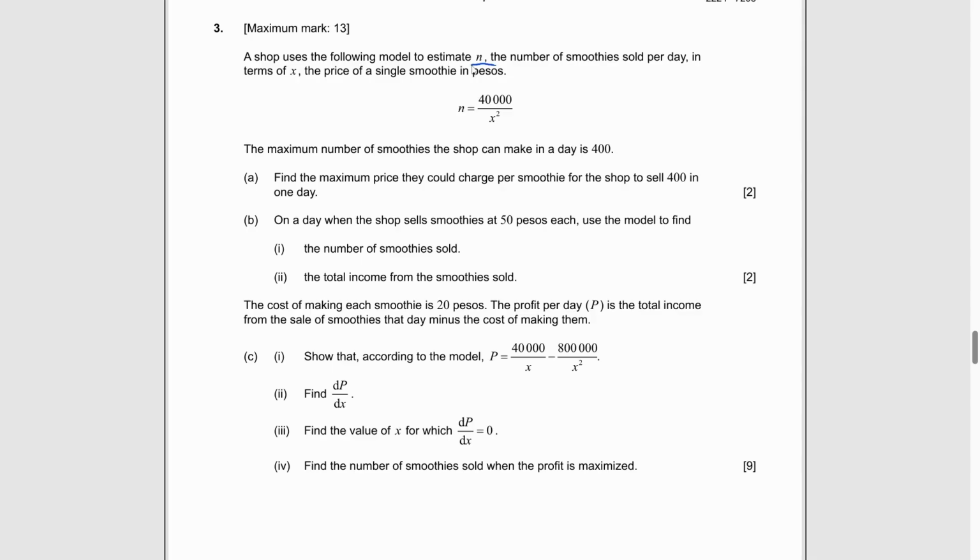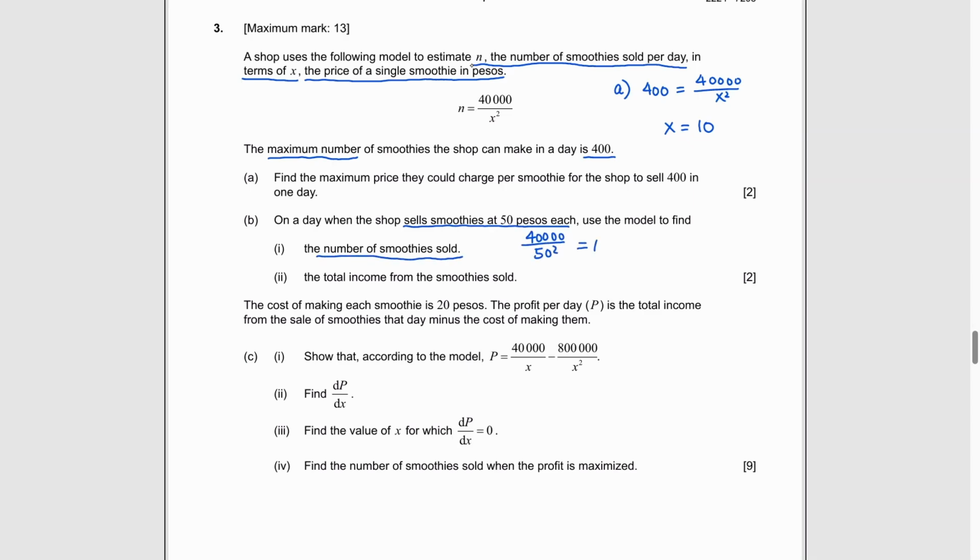Question 3. We let n be the number of smoothies and x be the price. n is 400, and we want to find the corresponding price. So, we substitute n equals 400 into the equation and solve for x. If the price is 50, we want to find n. Substituting x equals 50, we get n equals 16. The total income is price times number, so 50 times 16, which gives 800. Next, the cost of each smoothie is 20, and P is the total profit per day.